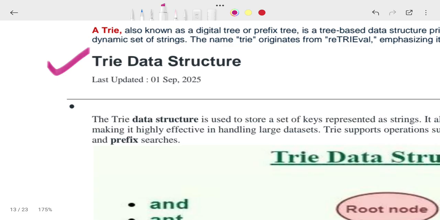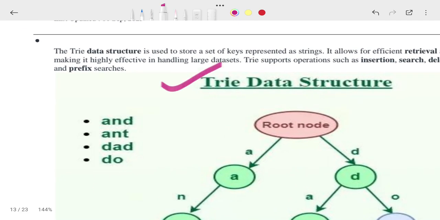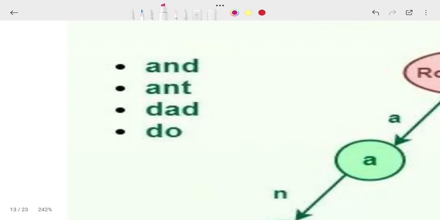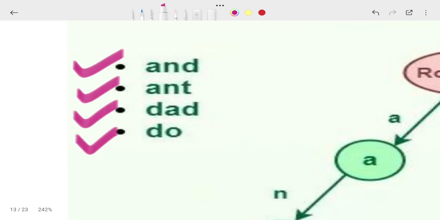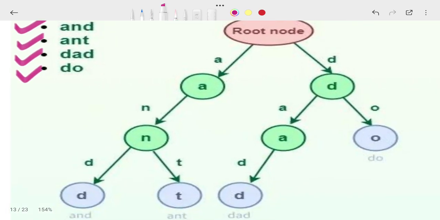Okay, now TRIE. We will learn the TRIE. Now, what is the meaning of TRIE in data structure? So now from here our natural language processing started. Now suppose you have a text: a, ant, dad and do. This is your root node. I am writing A and D.